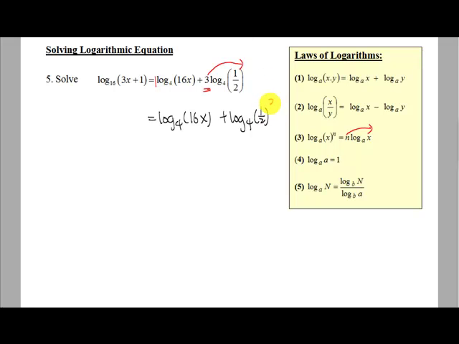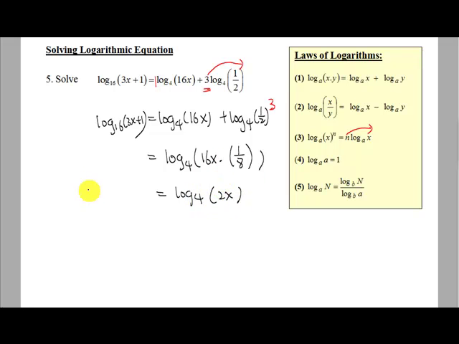So that is log base 4 of 16x plus log base 4 of half. Bring up the 3, here will be a power of 3 here. And now we can combine these two logs into a single log. A plus becomes, when we combine to a single log, a multiply. Half to the power of 3 will give you 1 over 8. Simplifying this expression will give you 2x. That is log base 16 of 3x plus 1 is equal to log base 4 of 2x.